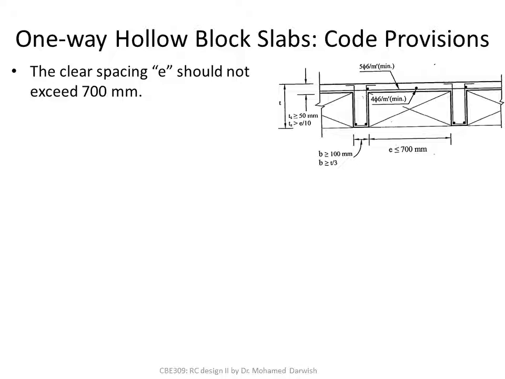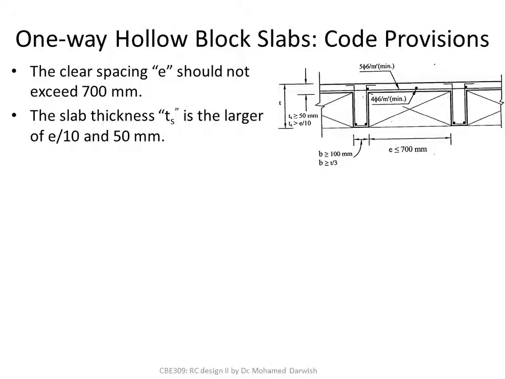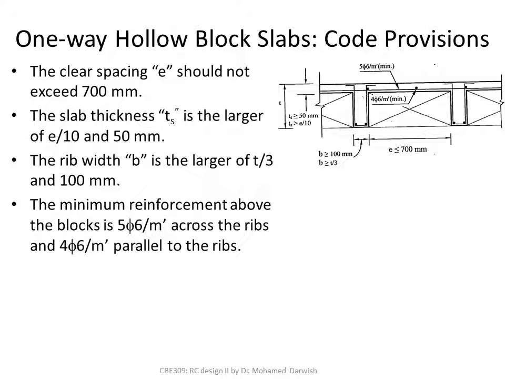B should not be less than 100 millimeter or T over 3. The upper reinforcement above the blocks should be a minimum of 5.56 per meter. The thickness of the slab above the blocks should not be less than 50 millimeter or E over 10, as shown here.